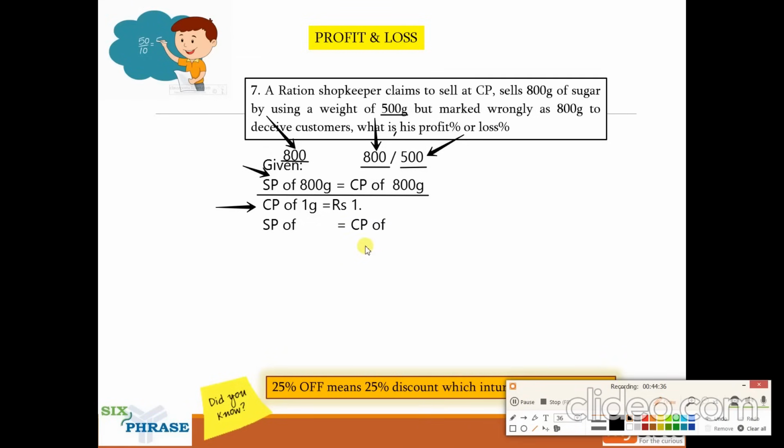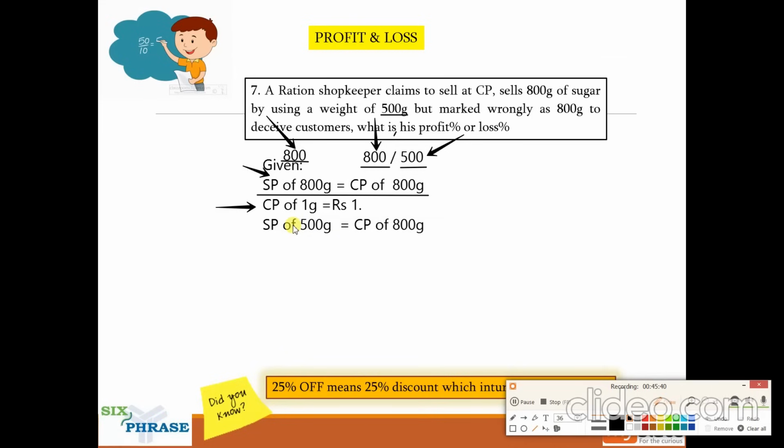See here, he actually sells this 800. So how do you write this? He sells this 800 for 500 grams, correct? He fixes a price of 800 rupees for 500 grams. What is 800 rupees? 800 rupees is the cost price of 800 grams. So the cost price of 800 grams, he is fixing it as the selling price of 500 grams, correct, guys? Cost price of 800 grams, he is fixing it as the selling price of 500 grams. So this is how you frame the equation.